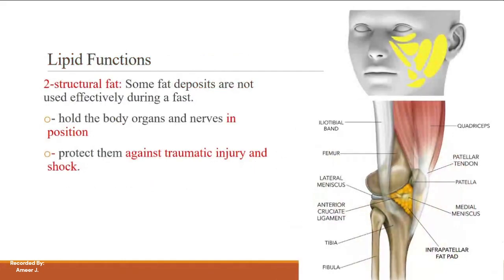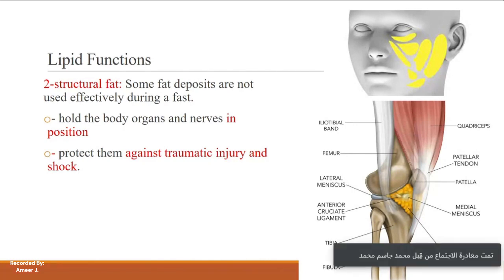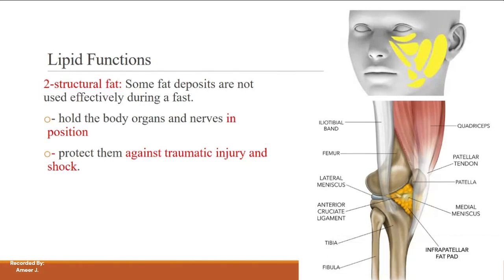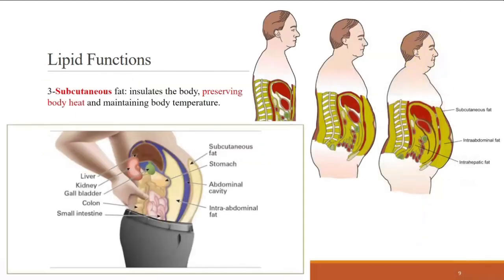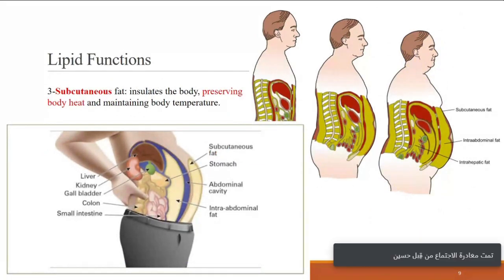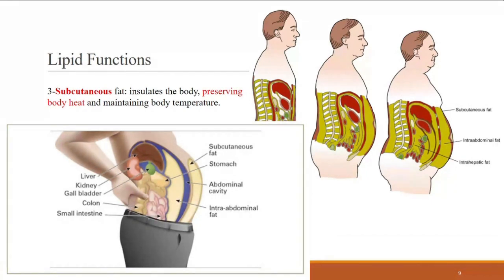And one of the most important types of fats are structural fats. Some fat deposits are not used effectively during fasting. That is their duty: to hold the body organs and nerves in position and protect them against traumatic injury and shock. And I must also say this: when a person becomes obese, the subcutaneous fat gradually increases, and their duty is to insulate the body, preserving body heat and maintaining body temperature.